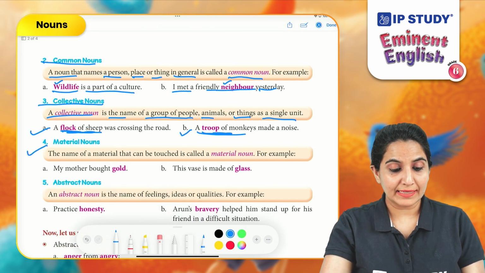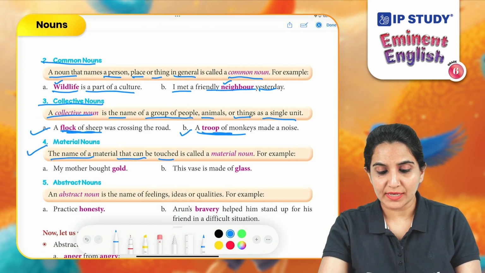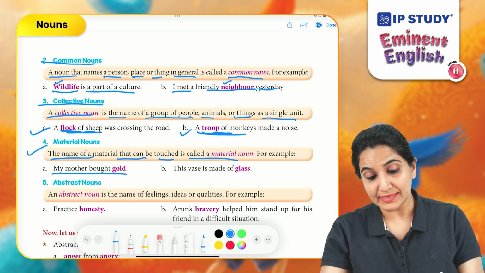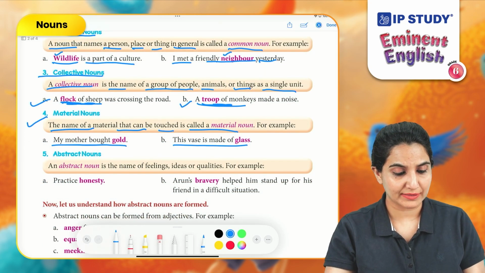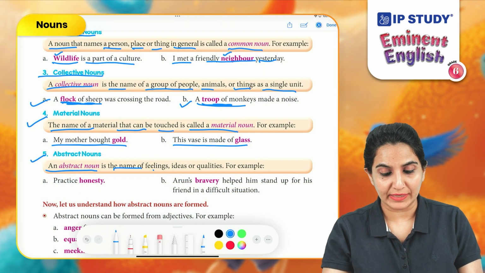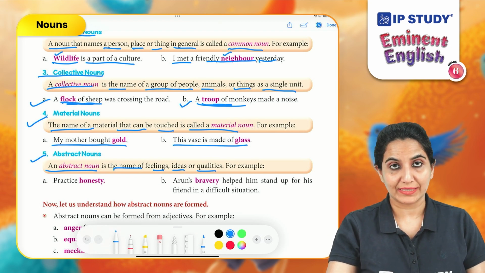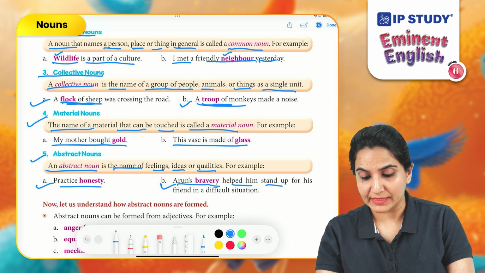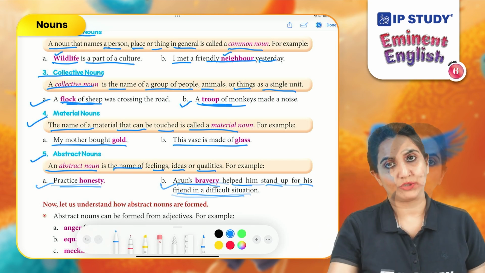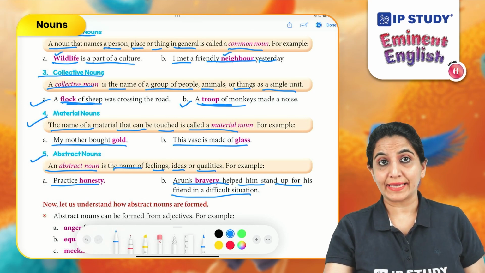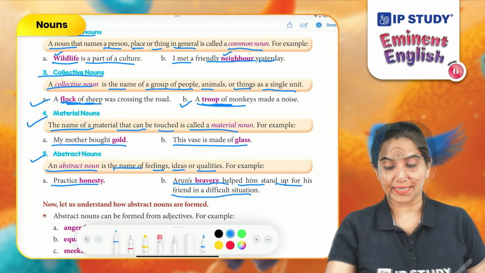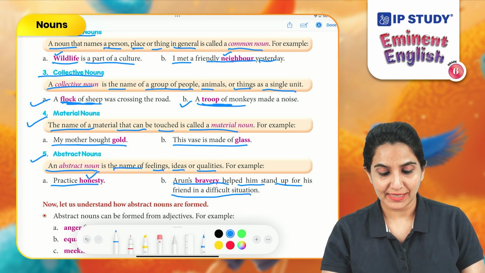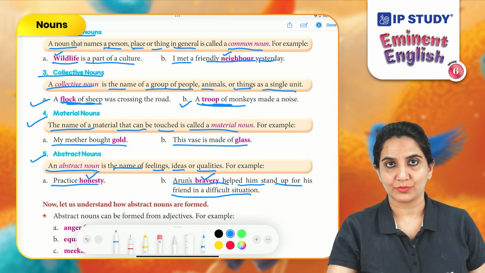Material nouns. The name of a material that can be touched is called a material noun. For example, my mother bought gold. This vase is made of glass. Abstract nouns. An abstract noun is the name of feelings, ideas or qualities. For example, practice honesty. Arun's bravery helped him stand up for his friend in a difficult situation. So, the nouns which give a name to a feeling, idea or quality are called abstract nouns. So, honesty and bravery are abstract nouns.